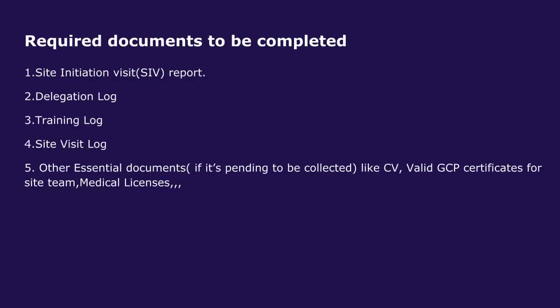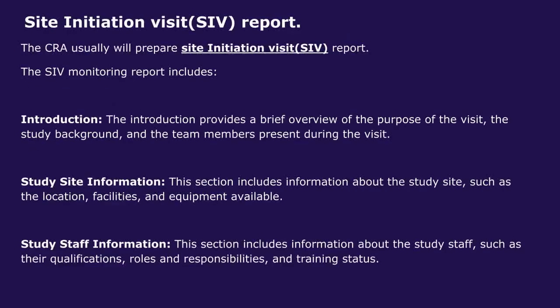The below documents are required to be completed at this stage: Site Initiation Visit Report, Delegation Log, Training Log, Site Visit Log. Other essential documents, if pending to be collected, like CV, valid GCP certificates for the site team, medical licenses. Site Initiation Visit, SIV, Report. The CRA usually will prepare the Site Initiation Visit Report.